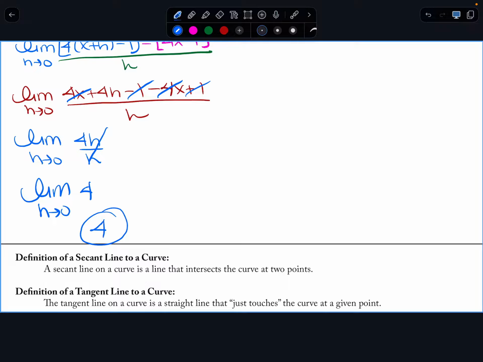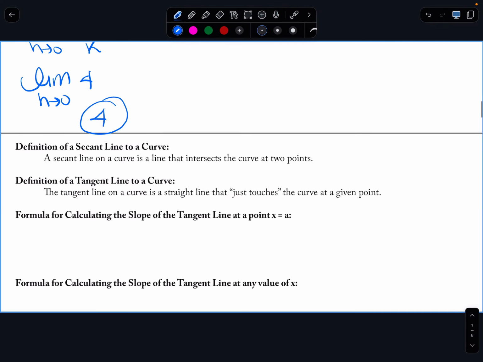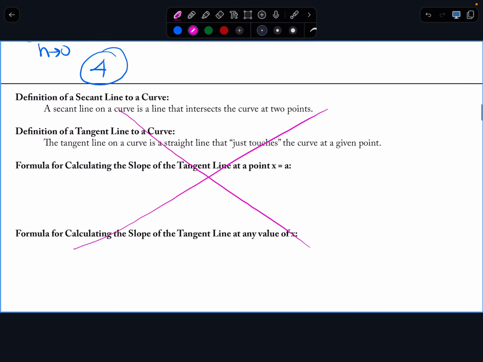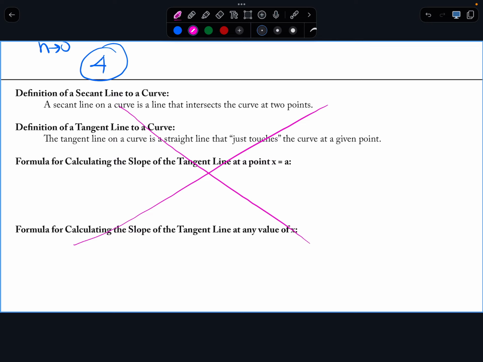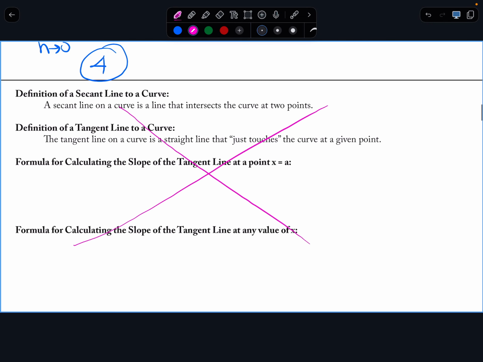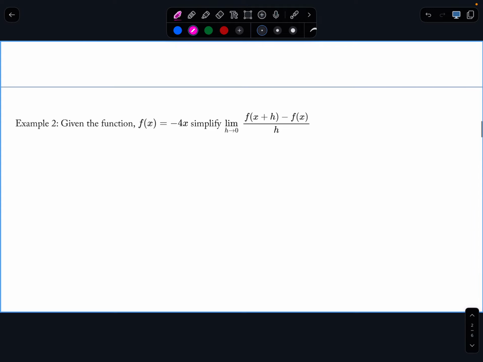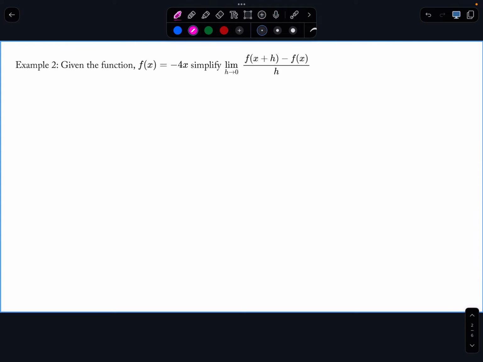So I meant to cross this out because we're going to talk about this later. We're not going to do this now. We'll worry about it later, like 5 sections from now. So I'm going to do another one.